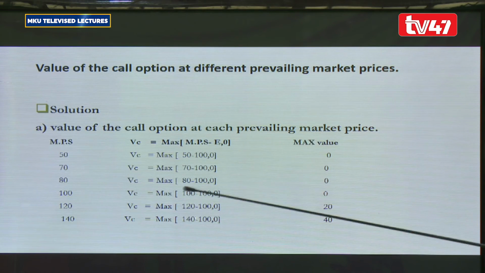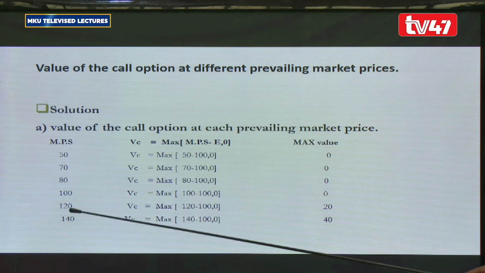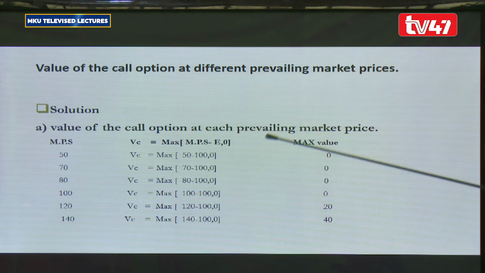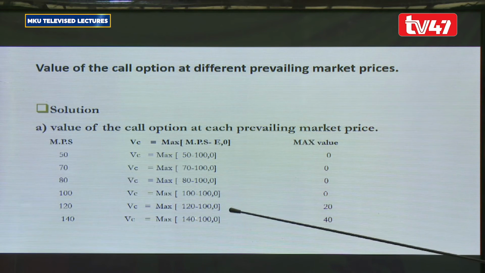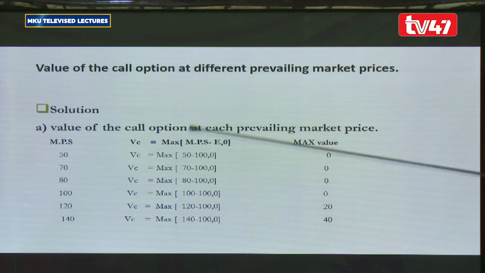If we go that way, we come to 140, it follows the same case. The value of a call option is 140 minus 100, which is 40. Then you compare with 0. Then 40 is the maximum. It is the highest. So we have already known how to work for the value of a call option using simple models.